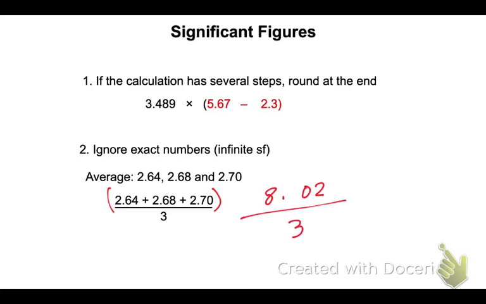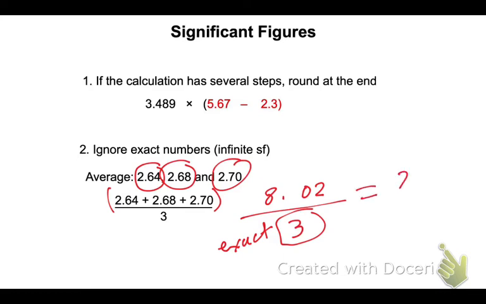Now some of you will say, okay, now it's division, I have to keep the smallest number of sig fig. 8.02 does have 3 sig fig, but a 3, is it 1? The answer is no, it's not 1. 3 is the number of measurements. Can you count the number of measurements? You have 1 measurement, 2 measurements, 3 measurements. This is exact. And because it's exact, it's an infinite number of sig fig. So now when you divide, you have to report the 3 sig fig, which is 2.67.